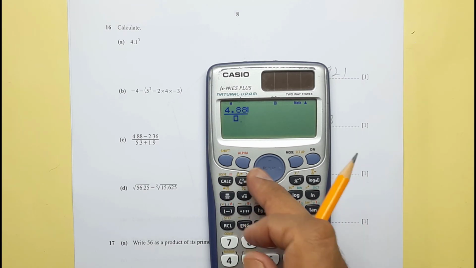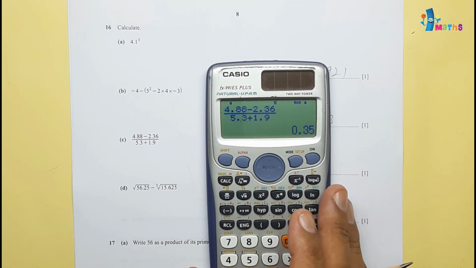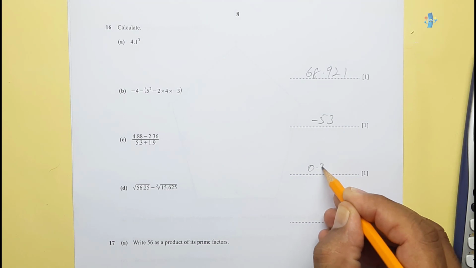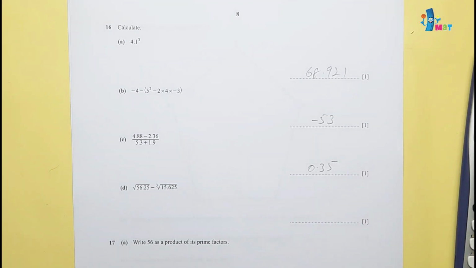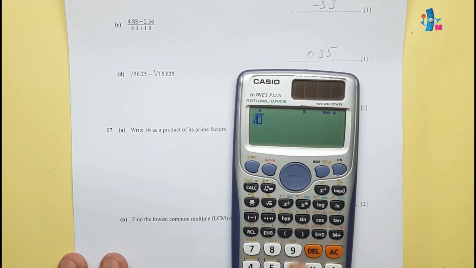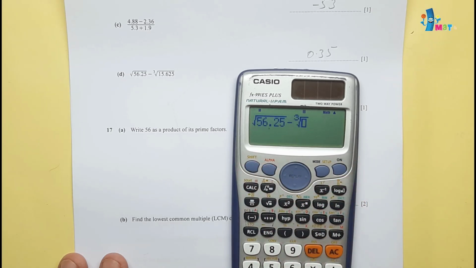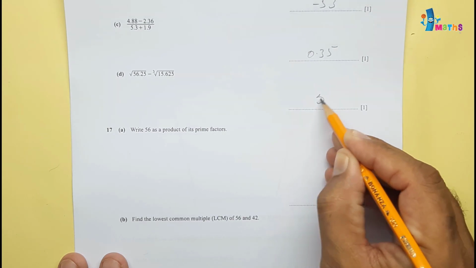Basically these are calculator usage test questions, so you will have to use the calculator carefully without mistakes. That's the purpose of this question. Minus 2.36, and this will be 5.3 plus 1.9, and this will be equal to 0.35. So 0.35 will be the answer. Similarly, part D will also use a calculator to solve, and the root will be 56.25 and minus the cube root of 15.625, and this will be equal to 5. So our answer will be 5 over here.